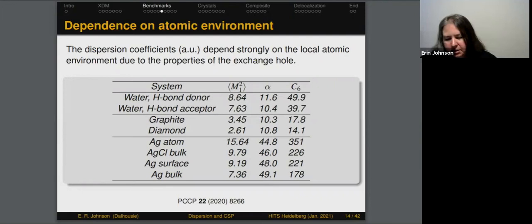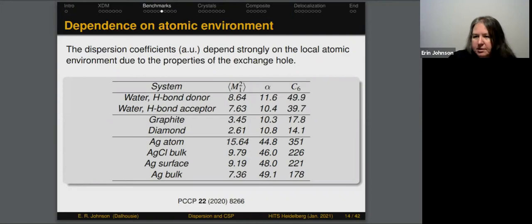Final dramatic example is for the silver atom in different environments. So if you have a free metal atom in the gas phase, that's going to have very loosely bound electrons and be quite unstable. And that gives rise to a very high dispersion coefficient. As soon as you put that silver atom into bulk, either in bulk silver or bulk silver chloride, you see significant reduction in the dispersion coefficients. And again, this is coming entirely from the change in the exchange hole dipole moment integrals.